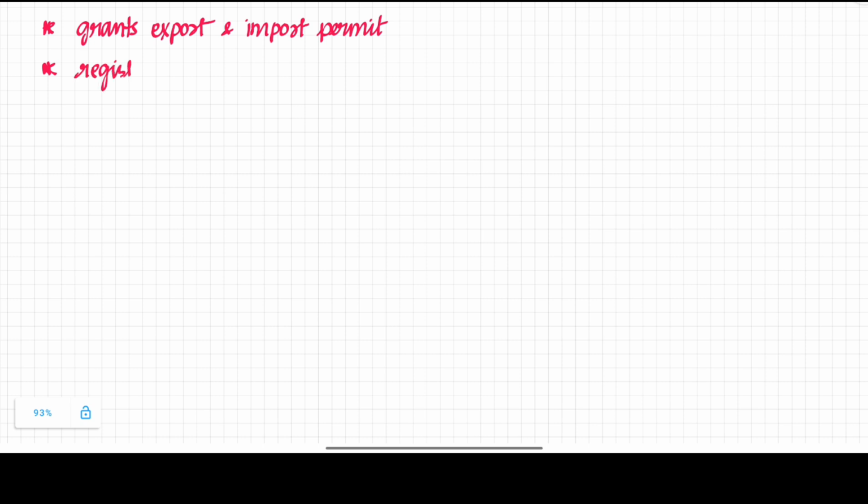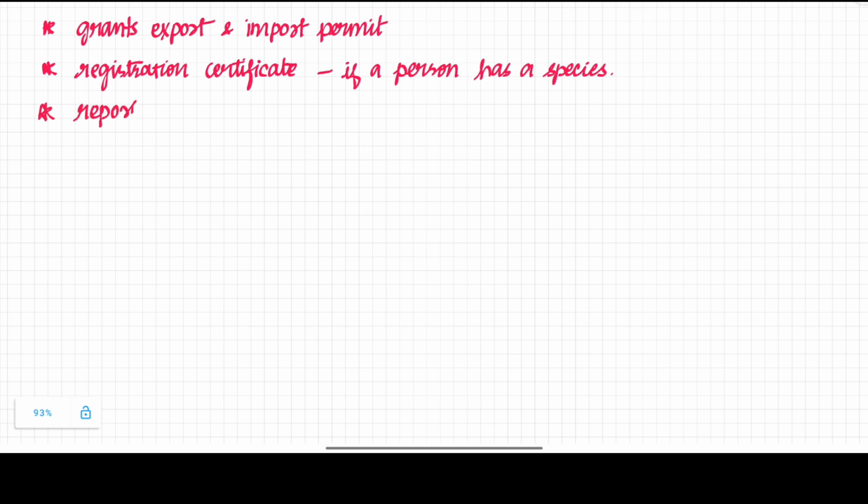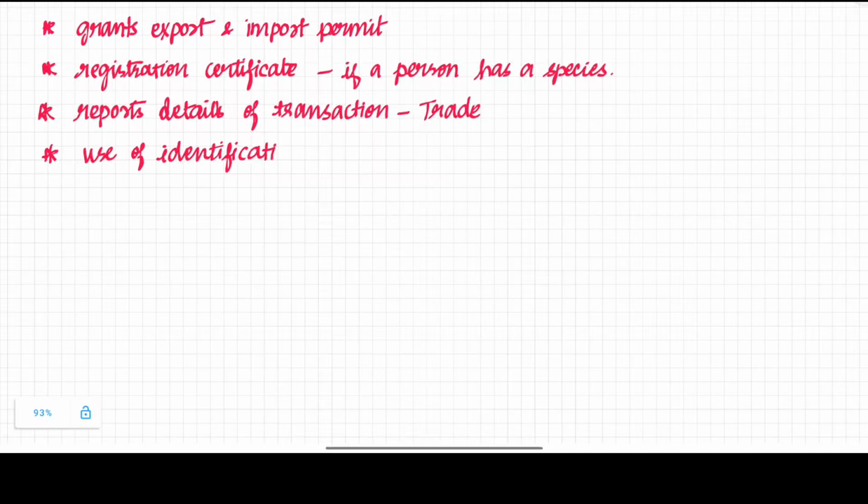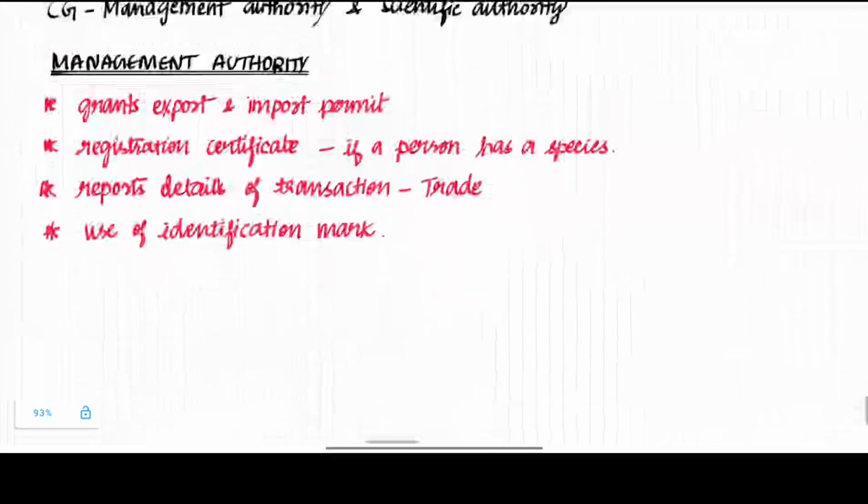Registration certificate. If you are growing any species under the Wildlife Act, you are given a registration certificate. If a person has a species, this management authority also reports the details of the transaction with respect to trade, and it is going to use an identification mark for the species. These things are done by the management authority.